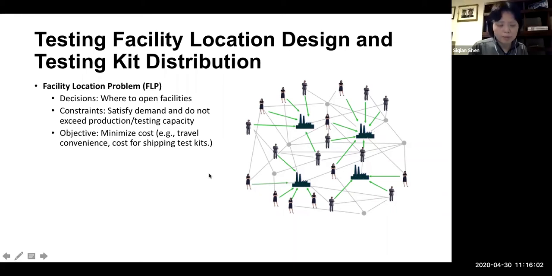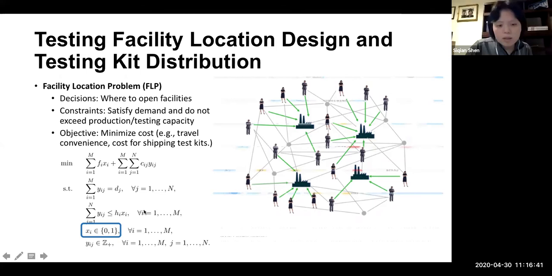For this type of problem, the objective usually is minimizing the total cost. In the context we're facing here, the cost will be how convenient it is for local people to travel to the designated facility locations, or just the total distance for them to go to these facilities. Also, you want to take into account the cost of shipping the test kits. Overall, it's a long-term process, but you have to make the decision now and you operate over time. Okay, so this is the model that people usually formulate for this type of problem.